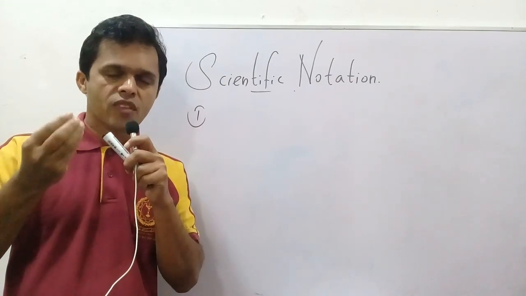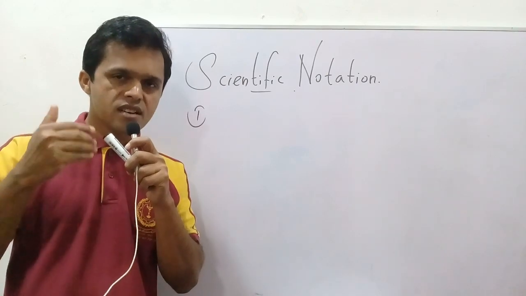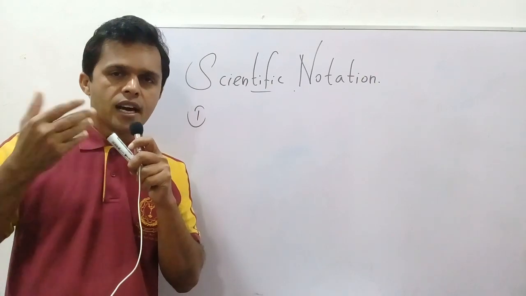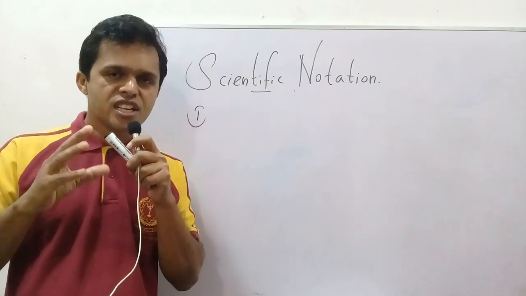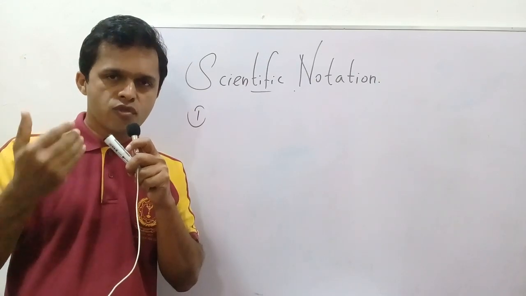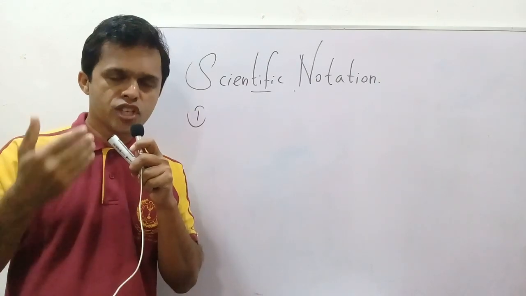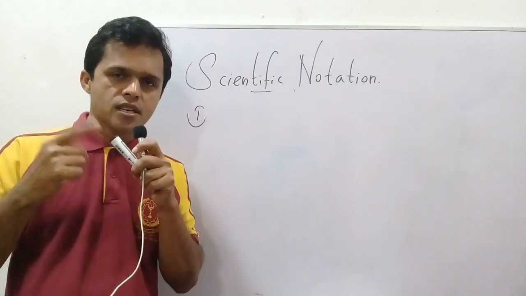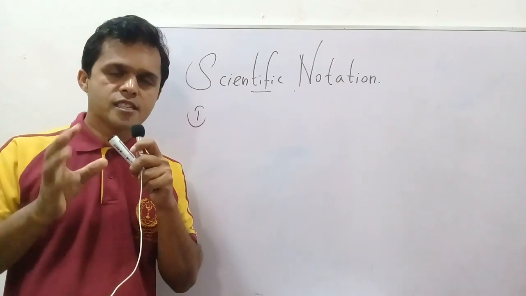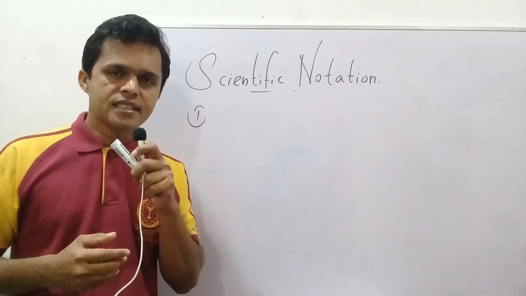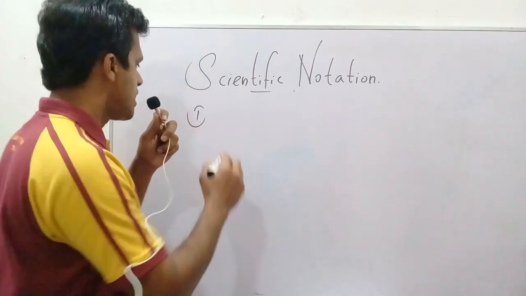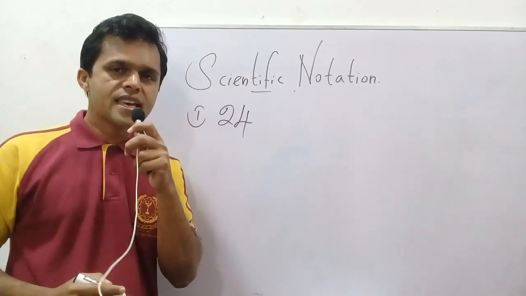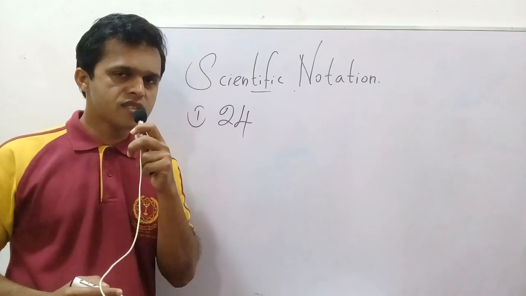Scientific notation means a given number is written using the digit 10. The number is converted into base 10, and written as a power of 10. Understand this one: 24. How do you write this number in scientific notation?